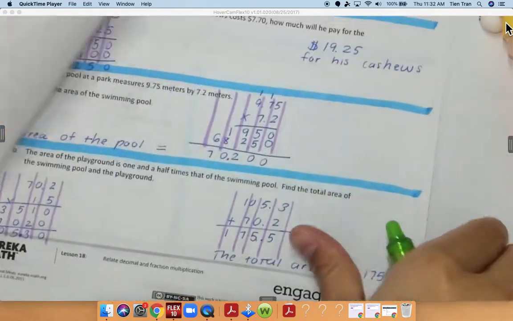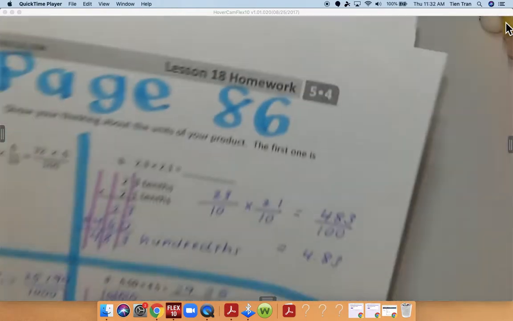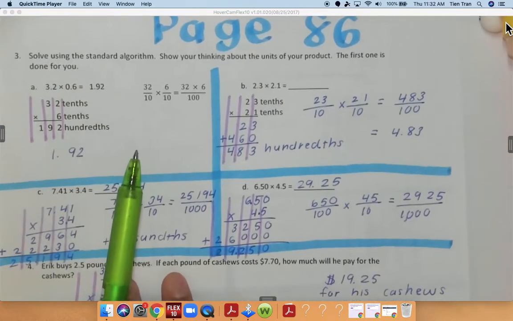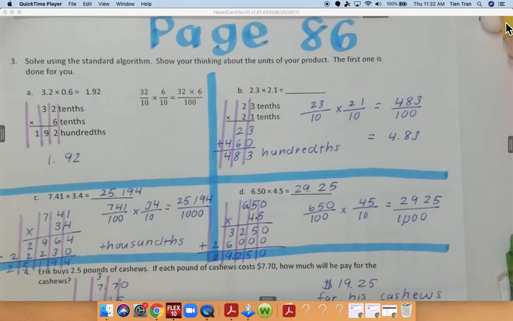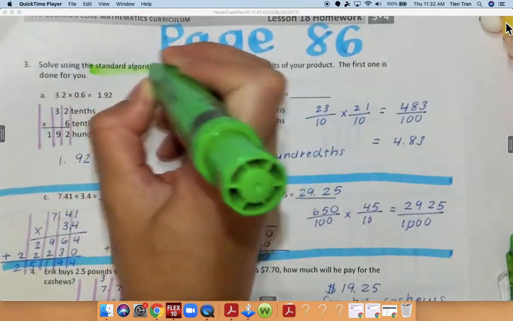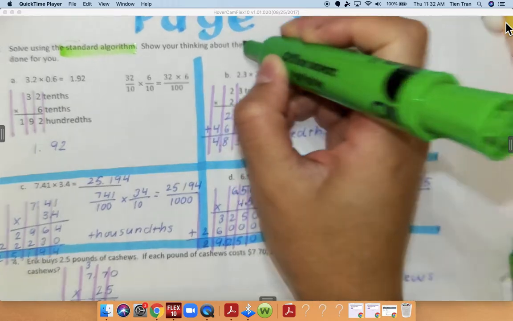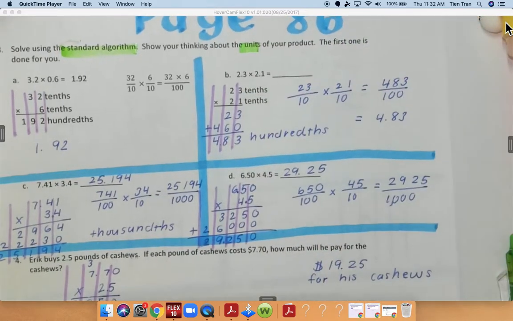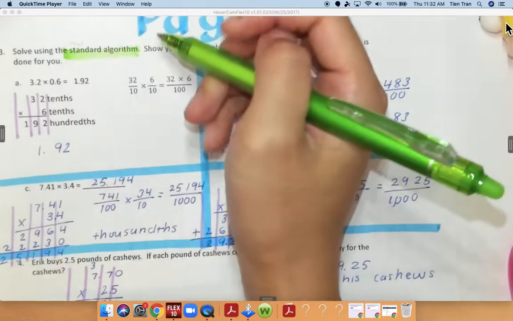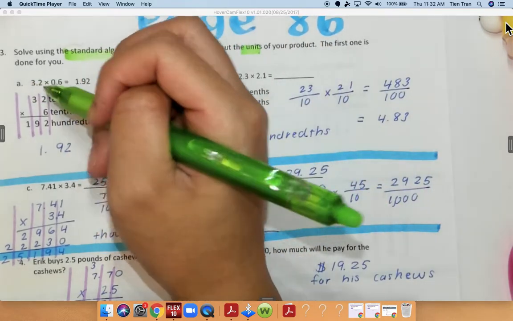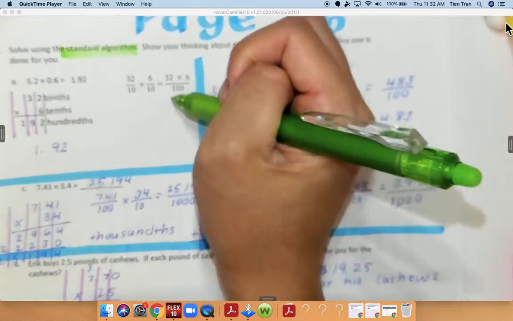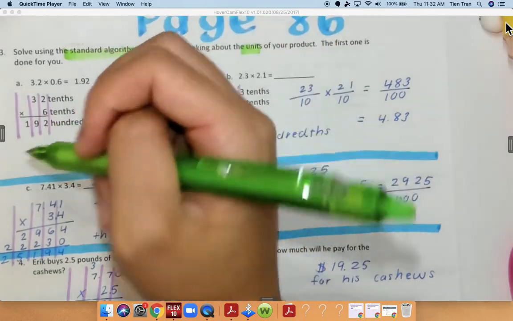Turning the page. We're on page 86. On page 86, it asks you to solve using the standard algorithm. Show you're thinking about the units of your product. The first one is done for you. So right here we have 32 tenths times 6 tenths. And they solved it this way, and they also solved it other ways.